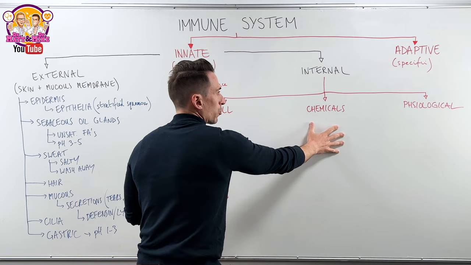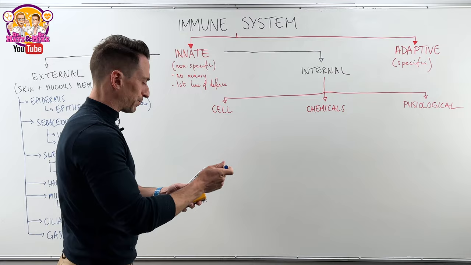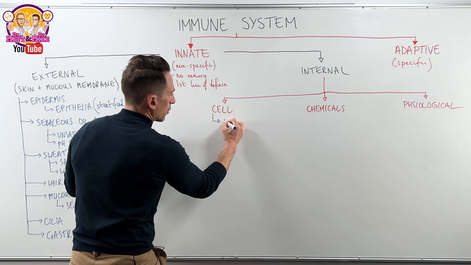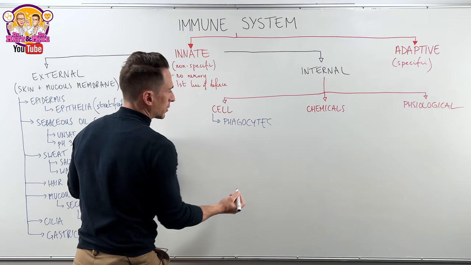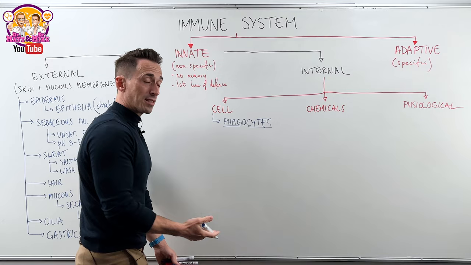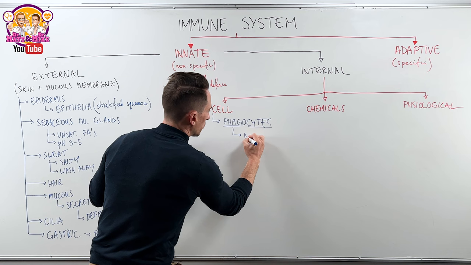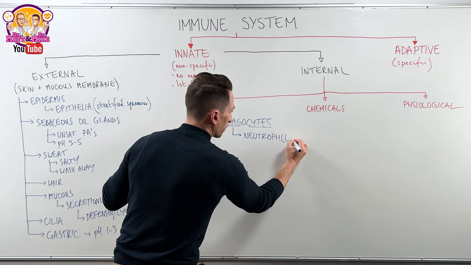Let's focus on the cells. So, firstly, what we have are cells called phagocytes, phagocytic cells. So let's have a look at this word. Phage means to eat. Cyte is a cell. These are cells that eat. So we've got a couple of different types of phagocytic cells that we should talk about here that are part of the innate immune system. We have neutrophils. And we have macrophages.